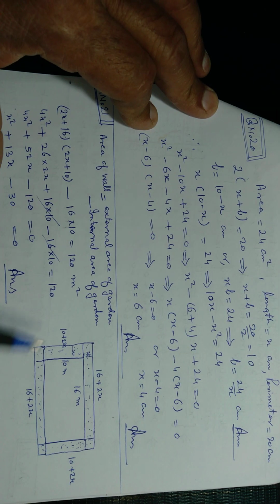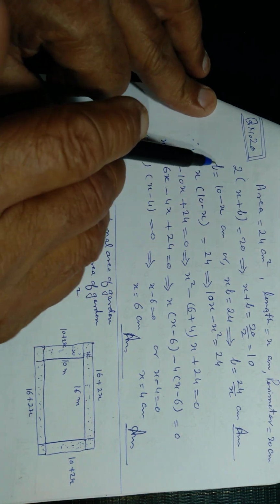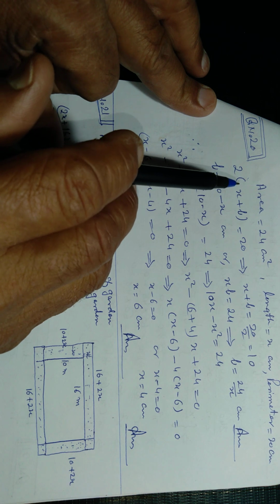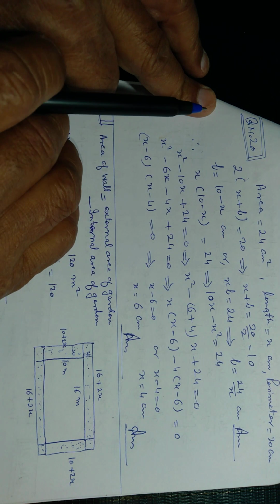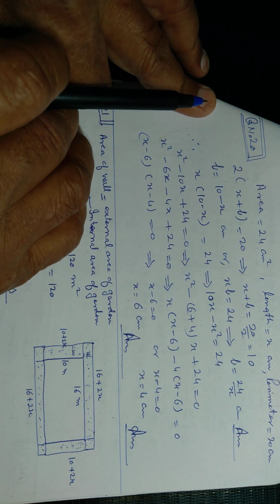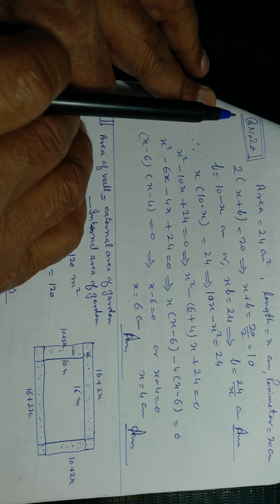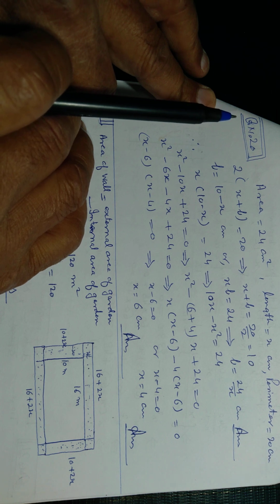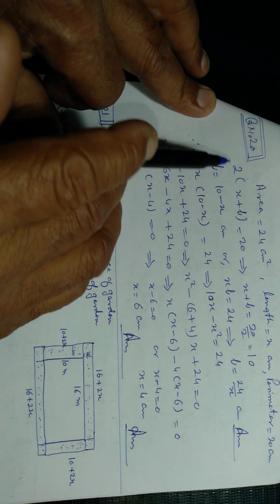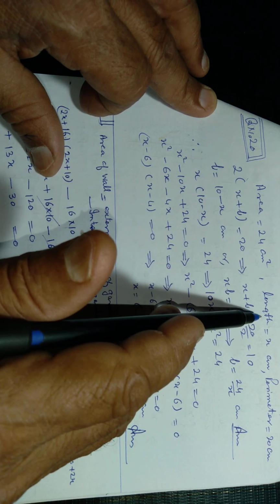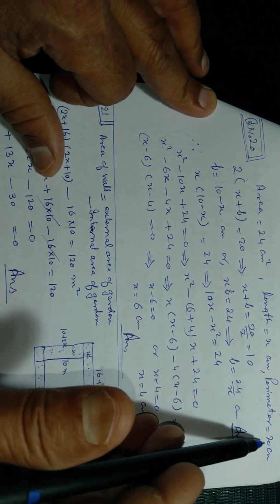Now question number 20. A rectangle has an area of 24 square centimeter. If its length is x centimeter, write down the breadth in terms of x. Given that its perimeter is 20 centimeter, form an equation in x and solve it. You see, the area is 24 square centimeter, length is x centimeter, perimeter is 20 centimeter.